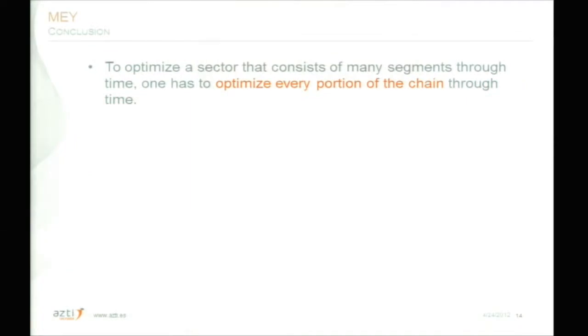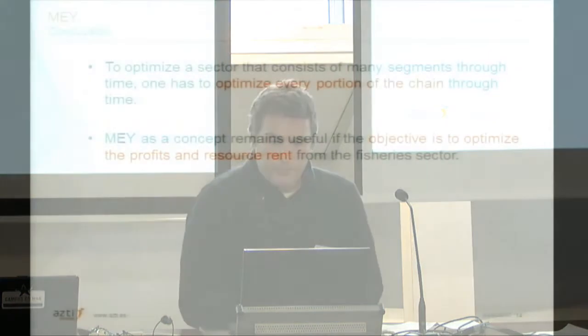So these are the critiques to this paper. And in fact, the main conclusion of this Hannesson and Sumaila paper is that to optimize a sector that consists of many segments through time, one has to optimize every portion of the chain through time. So this is the conclusion that we can obtain from this debate on whether MSY equals MEY if we consider all the food chain, or all the economic chain. So MEY, from this paper, as a concept remains useful, at least if the objective to optimize the profits and resources from the fisheries sector is maintained.